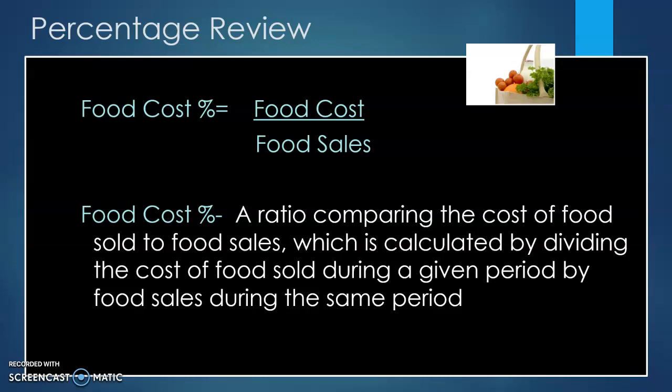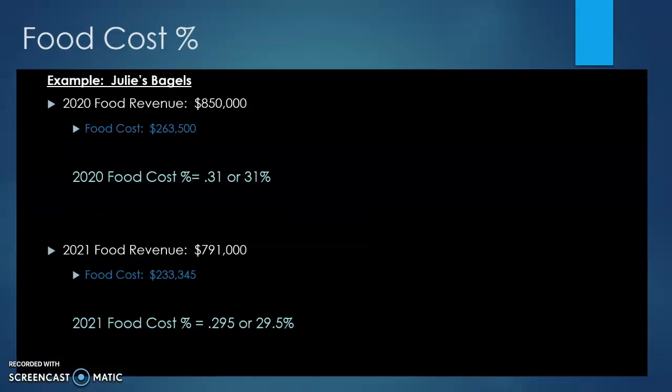And that will give you the food cost percentage, okay? So let's take a look at something very, very simple. We're taking a look at Julie's Bagels. Whenever I make these examples, I must have been eating breakfast. So we're looking at her food revenue for all of 2020. We see that her bagel business had $850,000 in food revenue, okay?